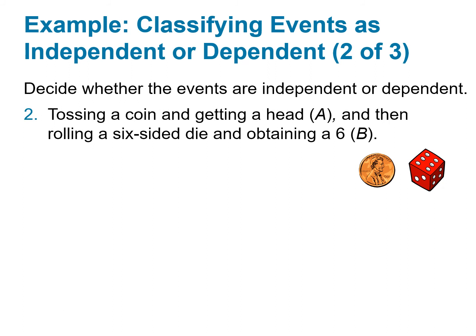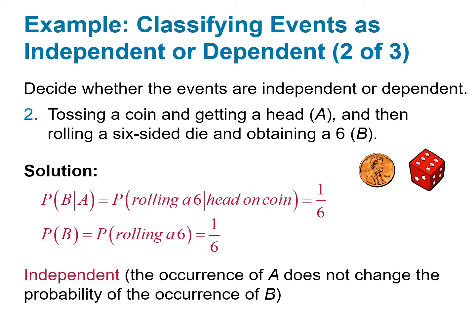Okay, so now let's look at tossing a coin and getting a head, and then rolling a 6-sided die and obtaining a 6. All right? Well, if we toss a coin and get a head, and then we roll a 6-sided die and obtain a 6, okay, the probability of rolling the 6 is just 1 out of 6. Okay? Well, the probability of rolling a 6 on a die is 1 out of 6 to begin with. So you'll see it hasn't changed from one to the other.